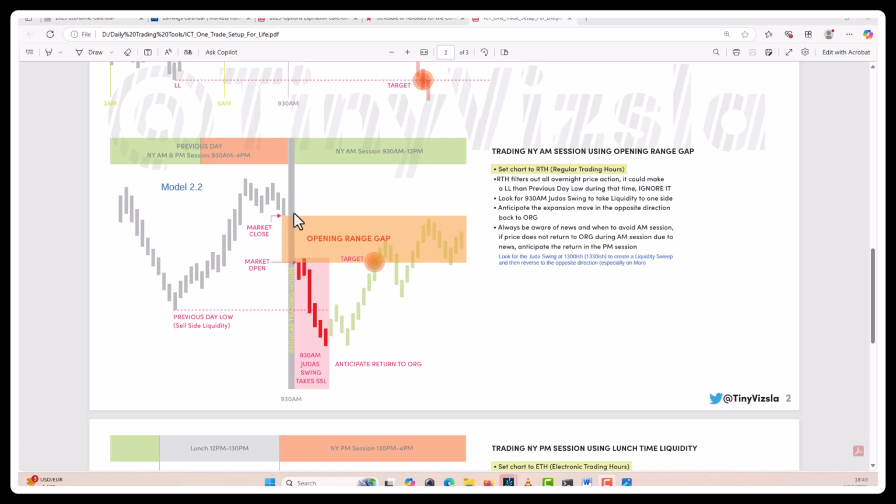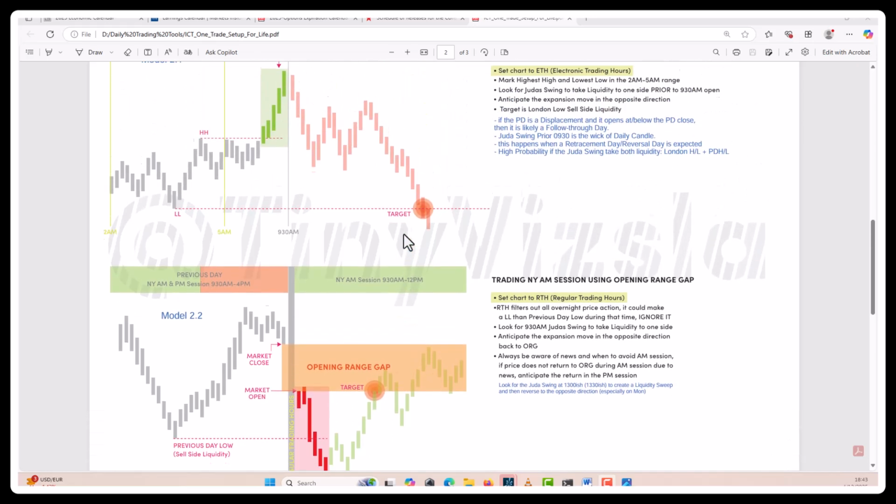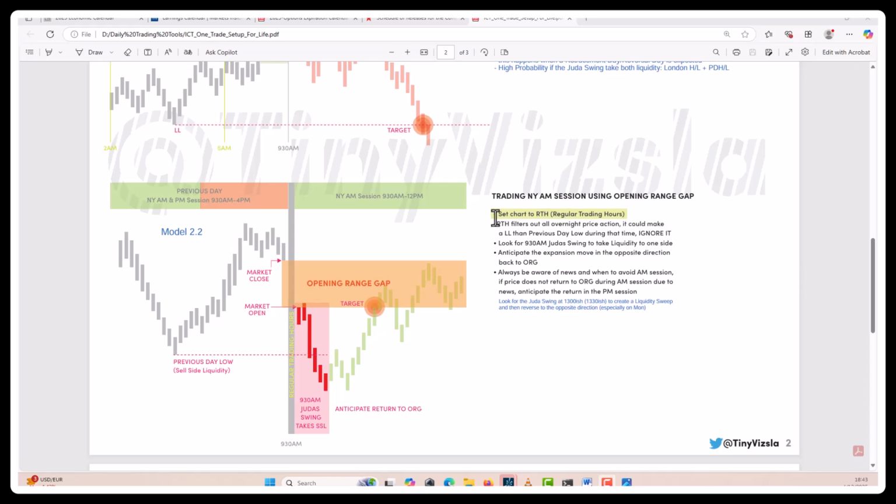So here's the ICT model, the Judas swing at 9:30. Right there, 9:30. You have a gap right there, right? Gap down in this case, exactly. And Judas takes sell-side liquidity. But in this case, it does not take. If it takes, then it will be a very high probability, very reliable setup. But in this, that is the Judas swing right there. But in this case, it did not, right?